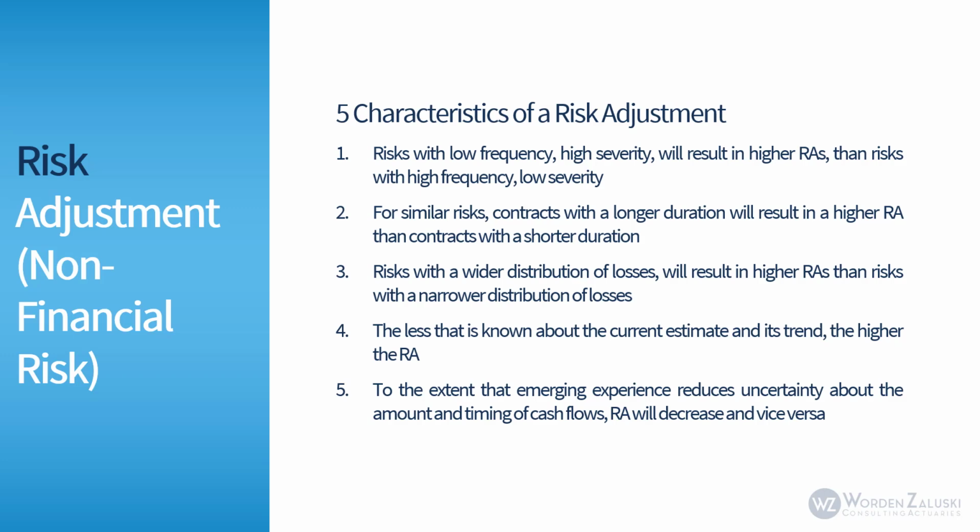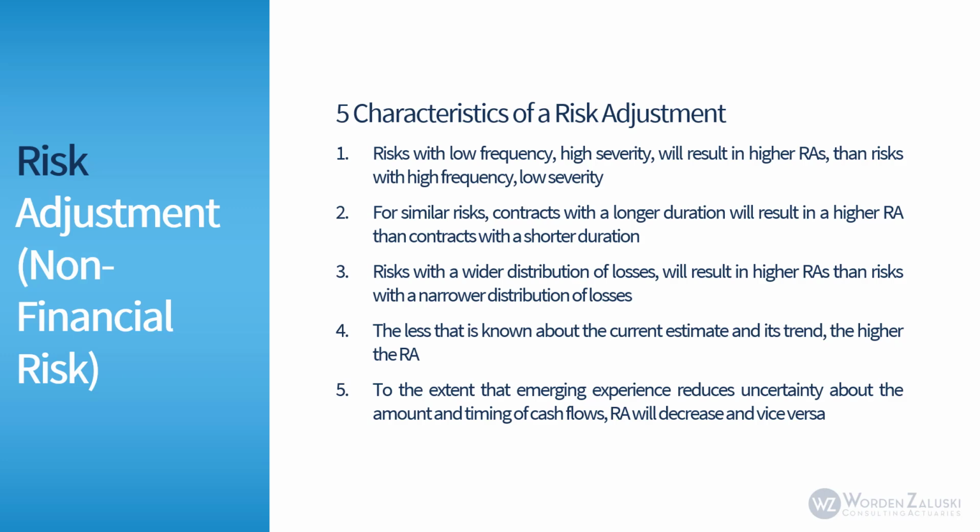Number 2, for similar risks, contracts with a longer duration will result in a higher risk adjustment than contracts with a shorter duration. And that just makes sense. If you're on risk for a longer period of time, you should have a higher risk adjustment than if you had a shorter duration. 3, risks with a wider distribution of losses will result in higher risk adjustments, and risks with a narrower distribution of losses would have lower risk adjustments.